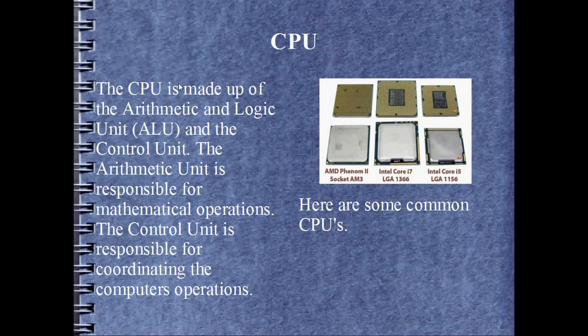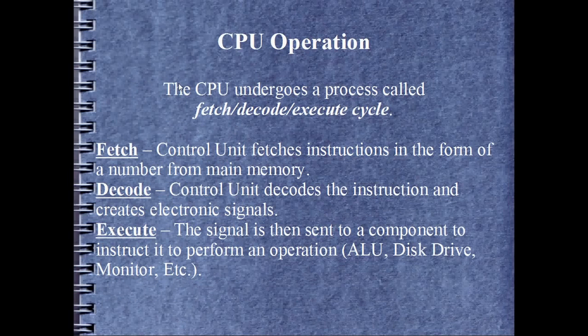Now the CPU operates by the fetch, decode, and execute cycle. The control unit fetches instructions as a number and decodes the instruction. Then it sends the decoded instruction as an electronic signal to a component to perform an operation. The signal could go to the ALU, hard disk drive, monitor, whatever, pretty much anything that is connected to the computer.